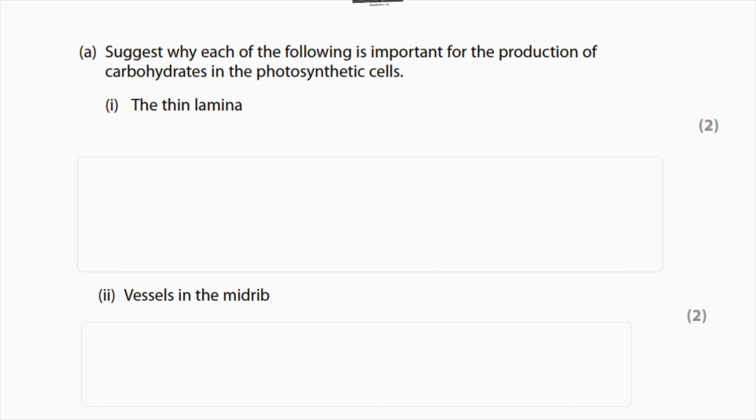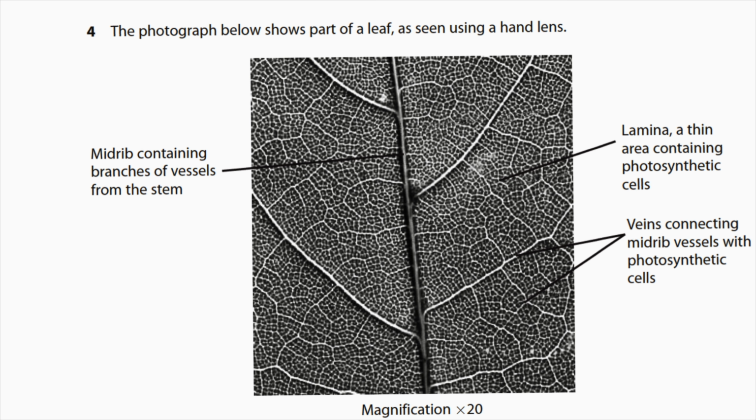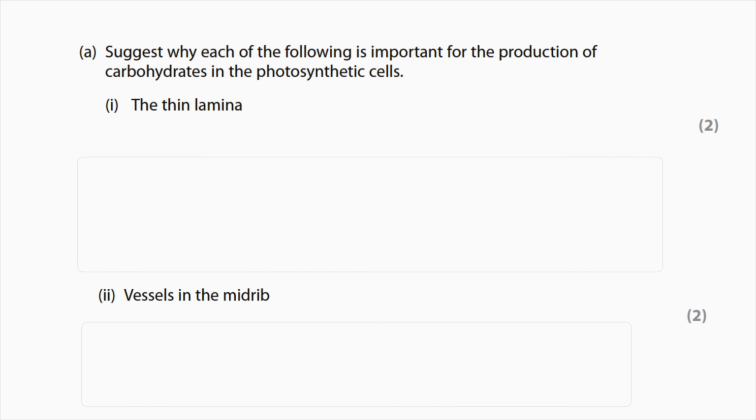Let's take a look at this question. It says, explain why leaves have a thin lamina. They've provided us with the diagram or the picture of the leaf here, showing us the different parts of the leaf. So the lamina is basically the leaf blade. And they also ask us here, why do the leaves contain a midrib or veins? So let's start with the lamina.